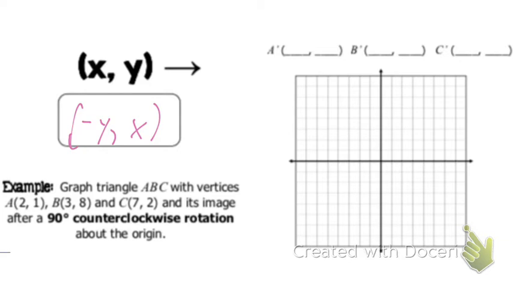Now we're trying to graph this triangle ABC with vertices A, B, and C. And then we're going to do its image after a 90-degree rotation. So our first step is to graph the triangle. Just like on every problem, our first step is to graph the original shape. So go ahead and graph this original shape of triangle ABC.